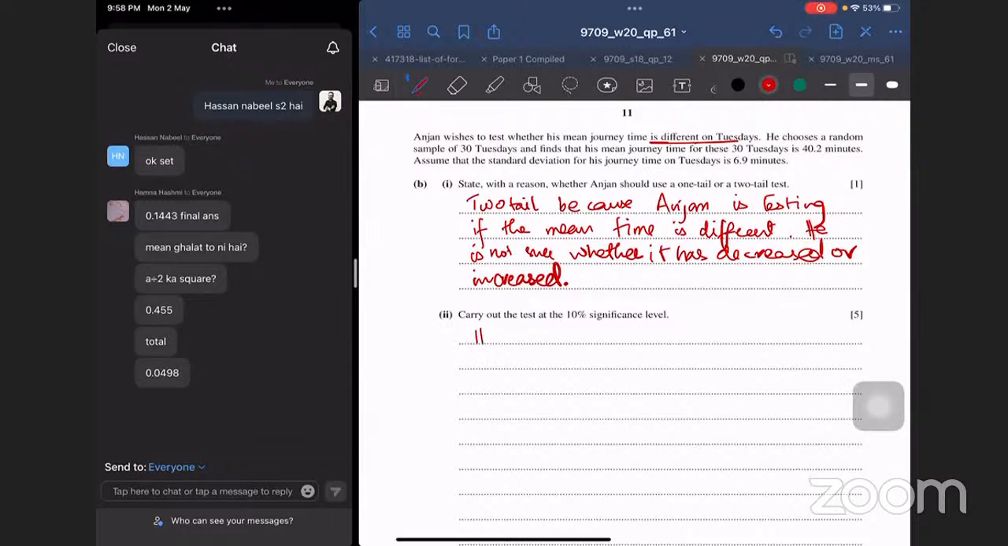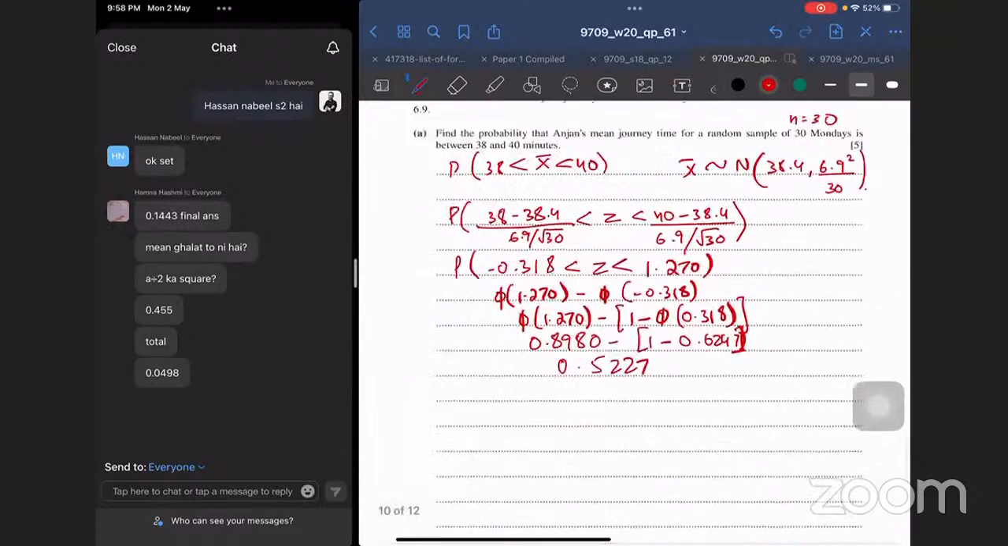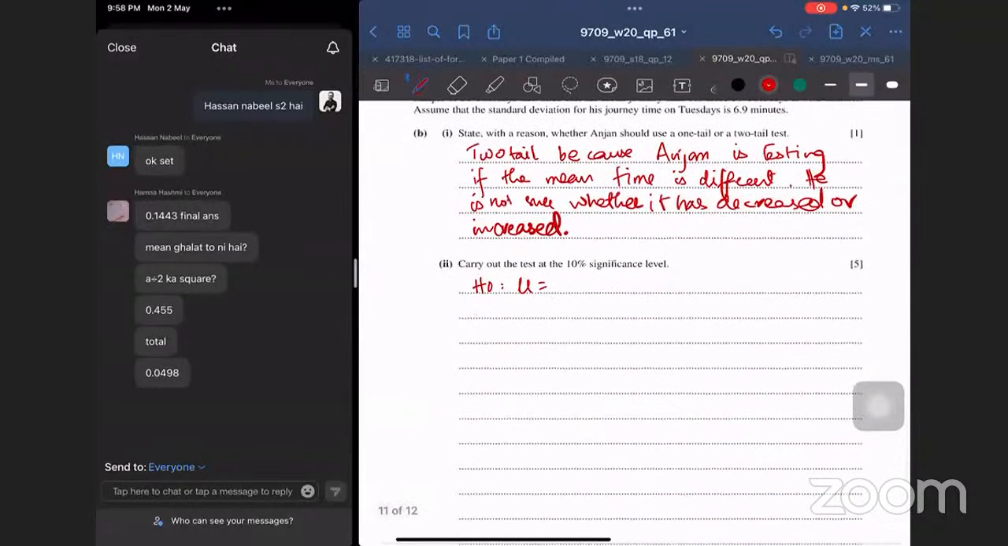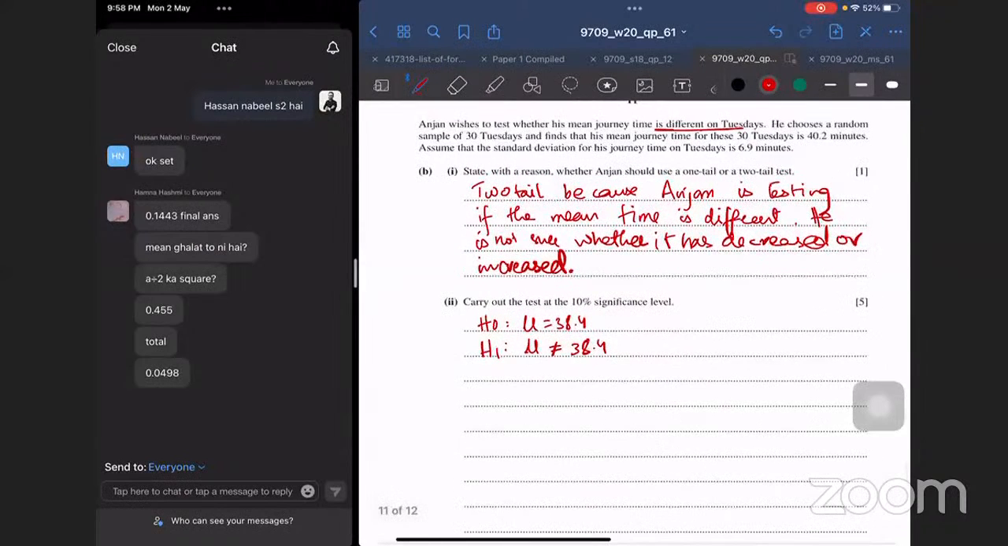Okay, and then it says carry out the test at the significance level. So mu was 38.4. I'm not sure what it is right now, so I'm going to say that it's not equal to 38.4. Then I use a two-tail test. I draw my critical region first. 5% on both sides. Okay. I read out my value.